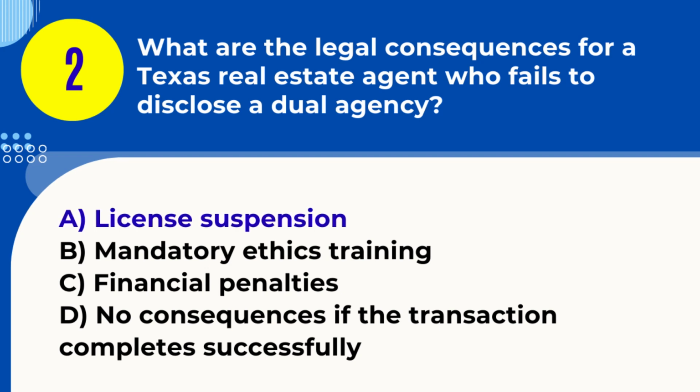Answer. A. License suspension. Explanation. Failing to disclose a dual agency can result in serious legal consequences for a Texas real estate agent, including the suspension of their license, as it is a breach of fiduciary duty and ethical standards.